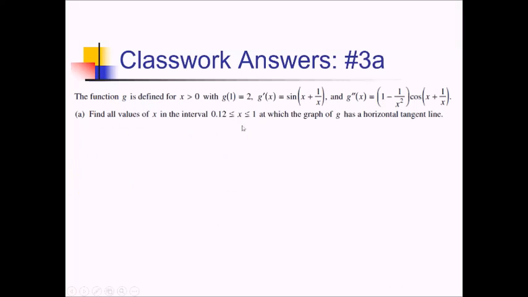For this calculator-based free response problem, we have a g function defined for positive numbers. G of 1, they told us, was 2, and not a whole lot else about g. But here's g prime, and here's g double prime.